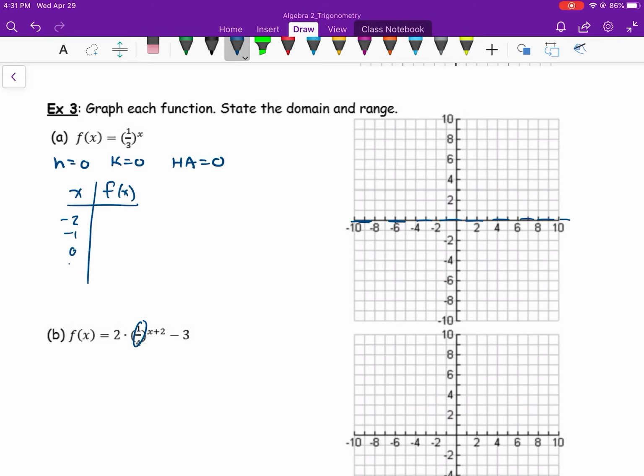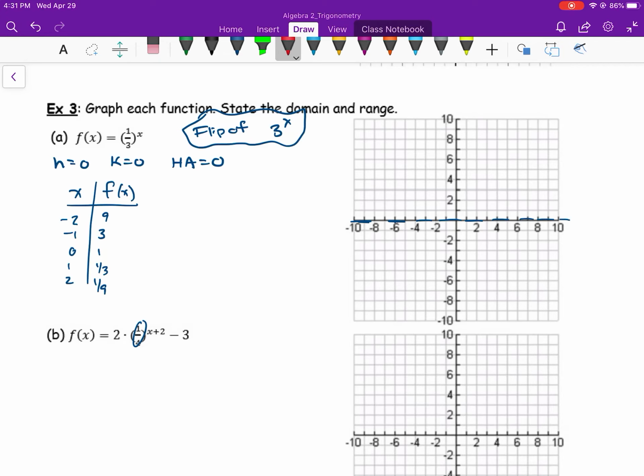-2, -1, 0, 1, and 2. I'll get 9, 3, 1, 1/3, 1/9. So it's the flip of 3 to the x. Okay, if you look at the table of example 1 and then you look at this one, the tables are just flip-flopped.